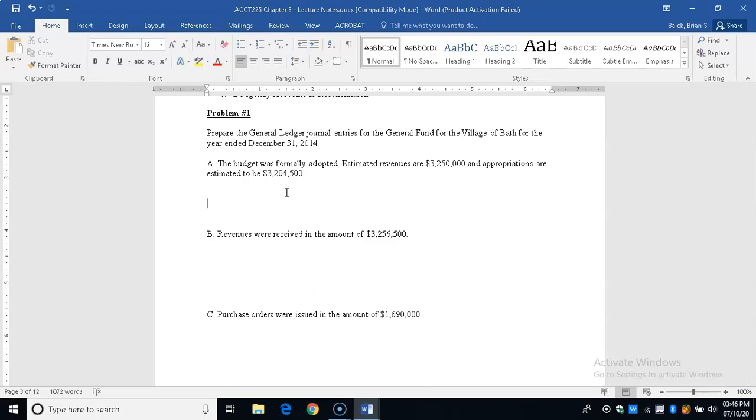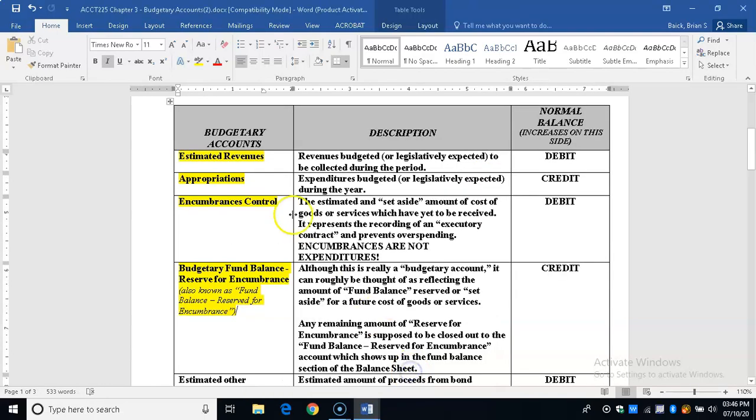But if we do modified accrual, if we're doing budgetary accounting, we're going to make the following journal entries. How much revenue do you think you're going to get? 3.25 million right here. So look at the sheet here. Estimated revenue. When you have it, you have to debit estimated revenue.